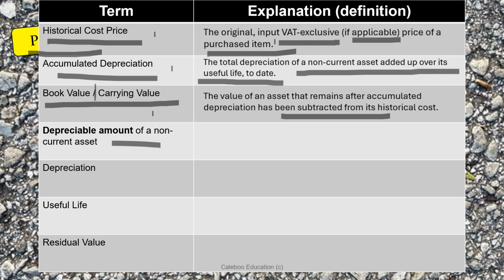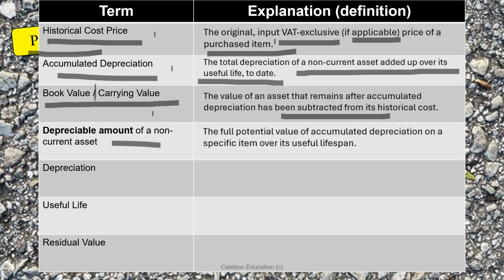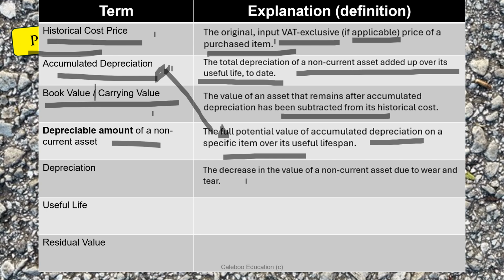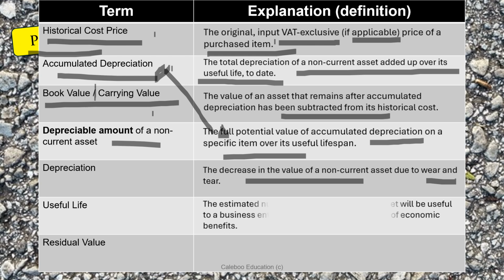What is the depreciable amount of a non-current asset? The full potential value of accumulated depreciation of a specific item over its useful life. So similar to accumulated depreciation. And what is depreciation? The decrease in the value of a non-current asset due to wear and tear, useful life. How many years will the non-current asset serve the business to generate profit, economic benefits?